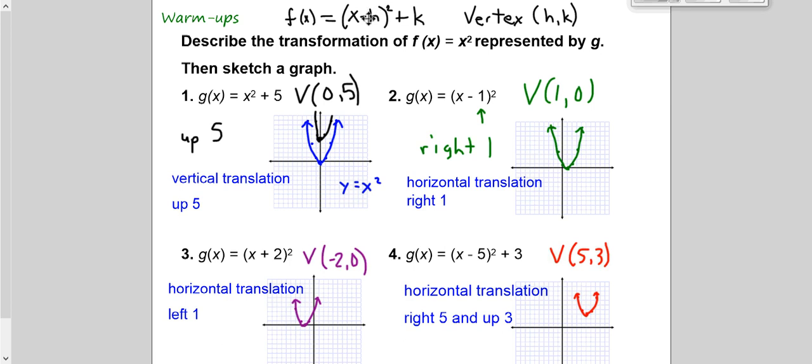Remember h, k: h is in the house. That is your horizontal translation, left or right. k is kicked out. k goes vertical, up or down. Some people say flag kite. Kites go up and down. k is the one that goes up and down. All right, let's see how this applies to our polynomials we're working on for chapter 4.